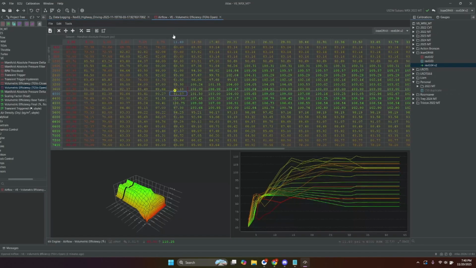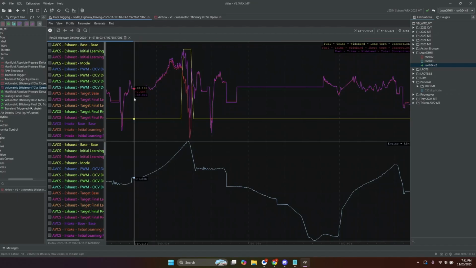So I've already made that adjustment right here, and I'm not going to save anything yet, because it will still show me the cells that I adjusted. So I know that I've already gone and handled this area. Now if I go back over here, slightly lower RPM, same area, we're good.